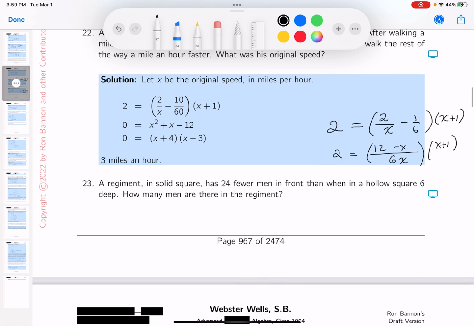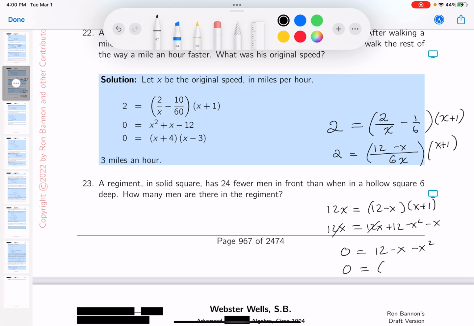I can multiply both sides by 6x. You get 12x equals 12 minus x times x plus 1. I'm going to multiply this out. You get 12x plus 12 minus x squared minus x equals 12x. Well, isn't this convenient? These disappear, and you get this: 0 equals 12 minus x squared.